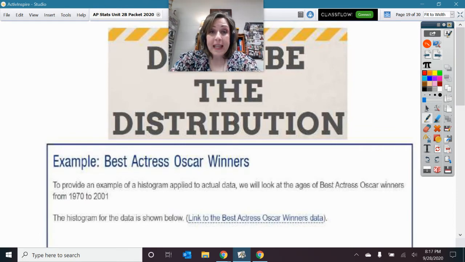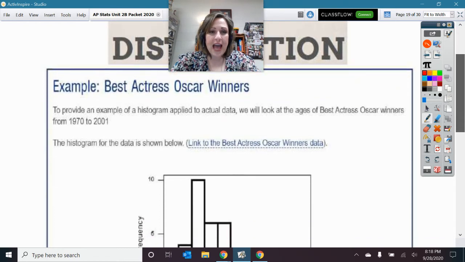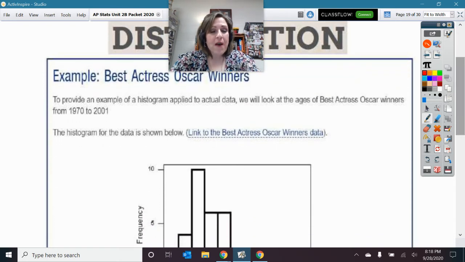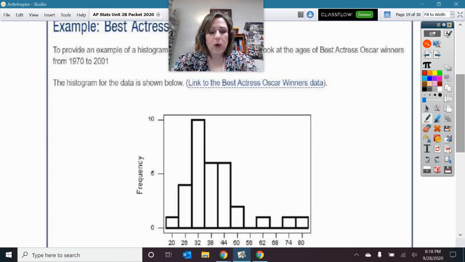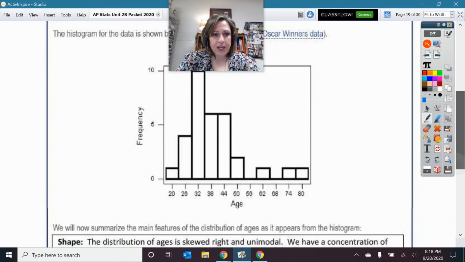And so now let's just run through how you would actually put this all together with words and context. And then we'll just go back at the end and play the songs. Or I'll show you how to get to them. And then I'll link them on Canvas so that you can see them. But here we go. So we are going to describe this distribution. We have got the best actress Oscar winners from 1970 to 2001. And here is what we got. There's our data.